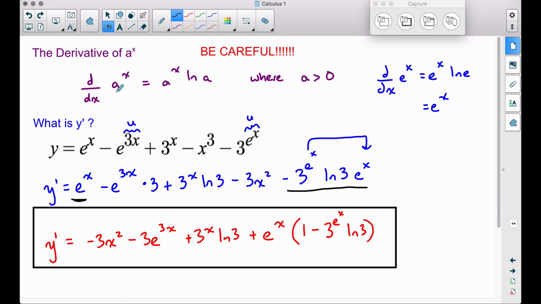So again, a to the x power, where a is some number greater than 0. Be careful with that as compared to just the general power rule, like x cubed, a completely different derivative, as you can see there, versus an exponential where we have some number to the x power, again, very different than x to a power that's a number.